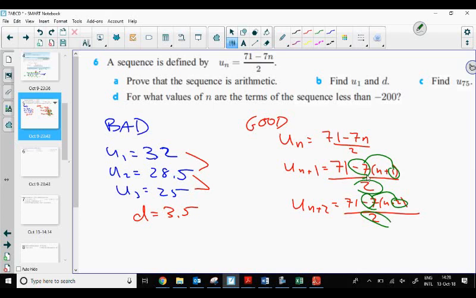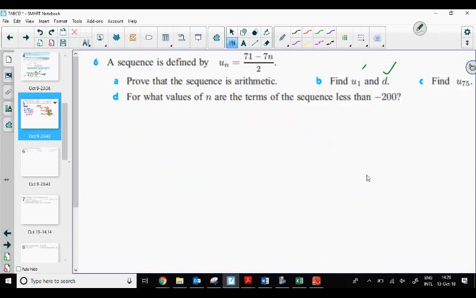The difference is the good answer does it in general terms, whereas the bad answer just looked at a few specific terms. All right, so next, let's do some work with it. We already found the common difference, so that's good. Check. Now we just need to find the first term, which I already did over on the left as well. That's 32. So we've got a first term of 32, a common difference of 7. Next, it asks us to find the 75th term. So that's easy. We're just going to put 75 up there. I'm not even going to do that. You can do that on your own.